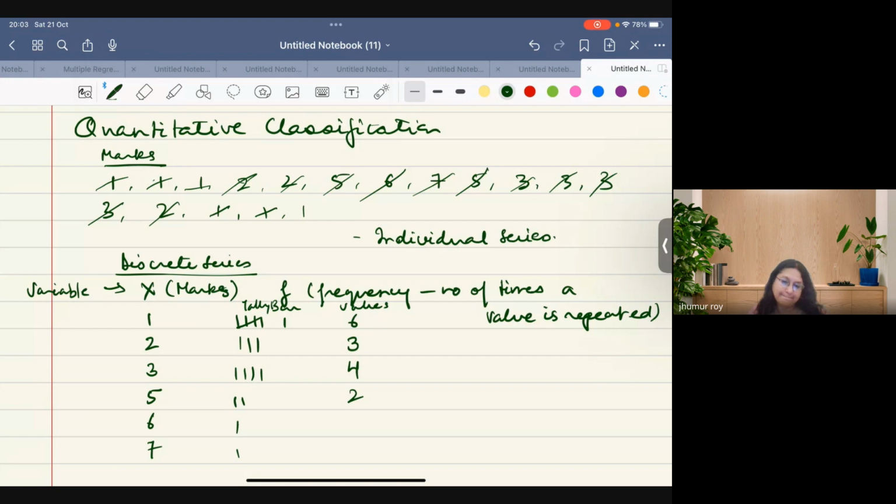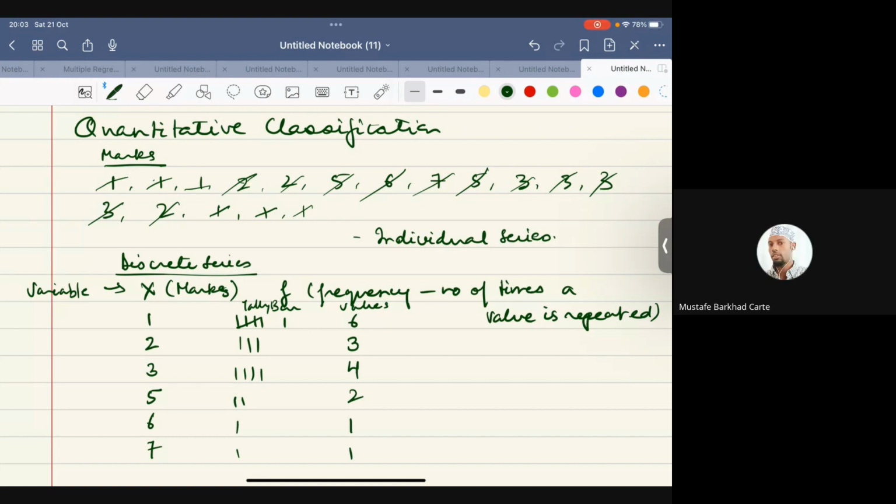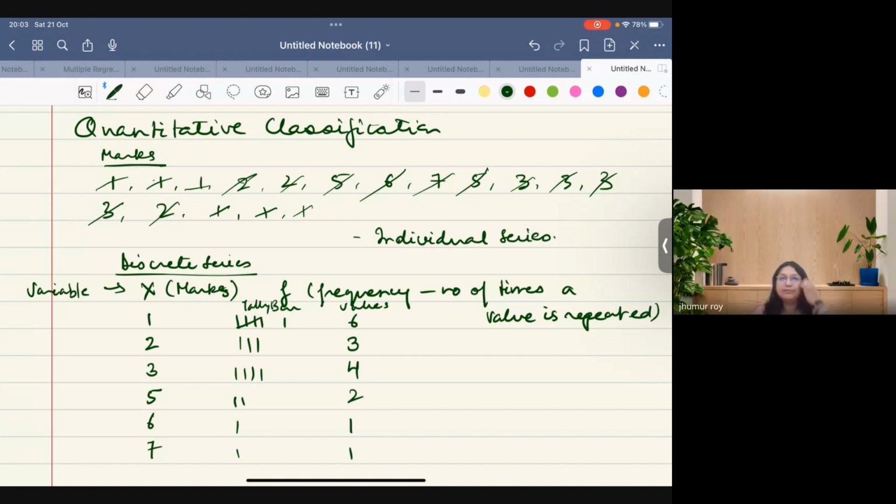Is it clear? Is it clear how I've made the table? Yes, it's clear. Okay. Yes, ma'am. Yes. Is it clear? Okay.